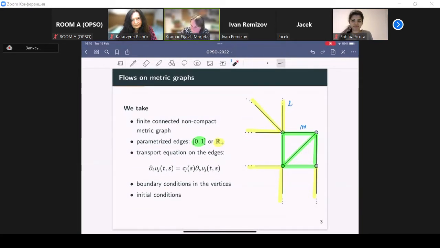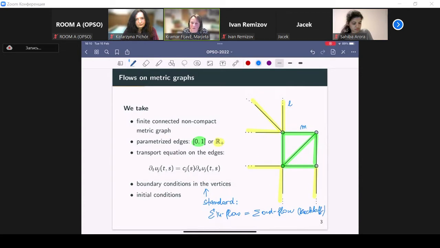So we have boundary conditions in the vertices. Typical boundary conditions are the Kirchhoff conditions, where you say everything that comes in also flows out. This is called the standard conditions: the sum of the inflow equals the sum of the outflow. This is like Kirchhoff.